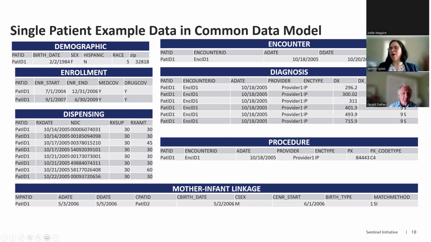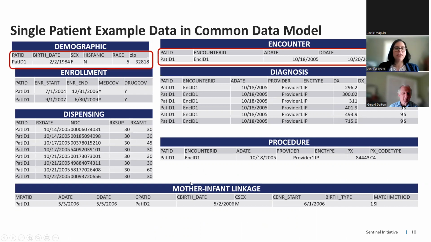So I'm going to just walk through an example of what this might look like for a specific patient with data in the Common Data Model. So you see here the demographic information. This is a female born in 1984 who had an inpatient encounter. You see the ENC type column is IP, so that denotes it as an inpatient encounter. So this woman was admitted on October 18th, 2005.